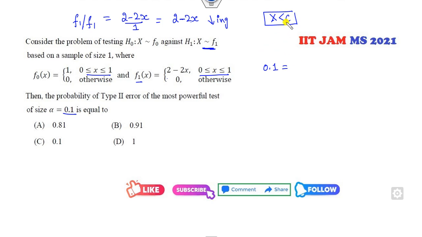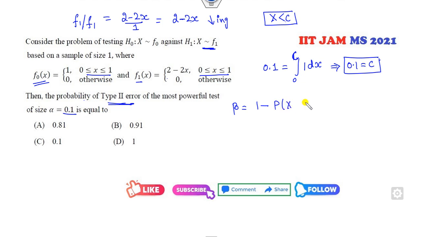So the probability of this under the H naught: I can say 0 to c, sorry, the upper limit is c. So that means 0.1 is equal to c. Then the probability of the type 2 error: it is 1 minus the probability of x less than c, where c is 0.1, under the case of H1. So that means 1 minus, what is the H1 here? So 0 to 0.1 of 2 minus 2x.